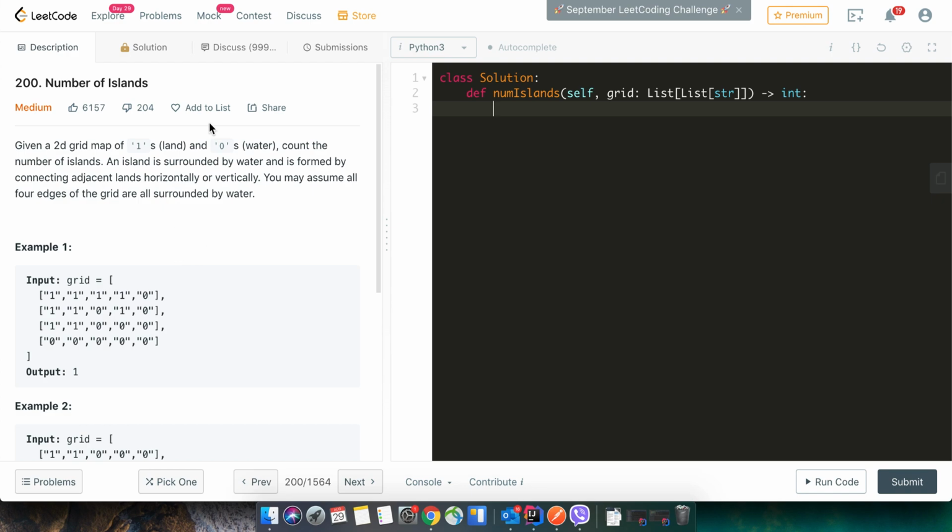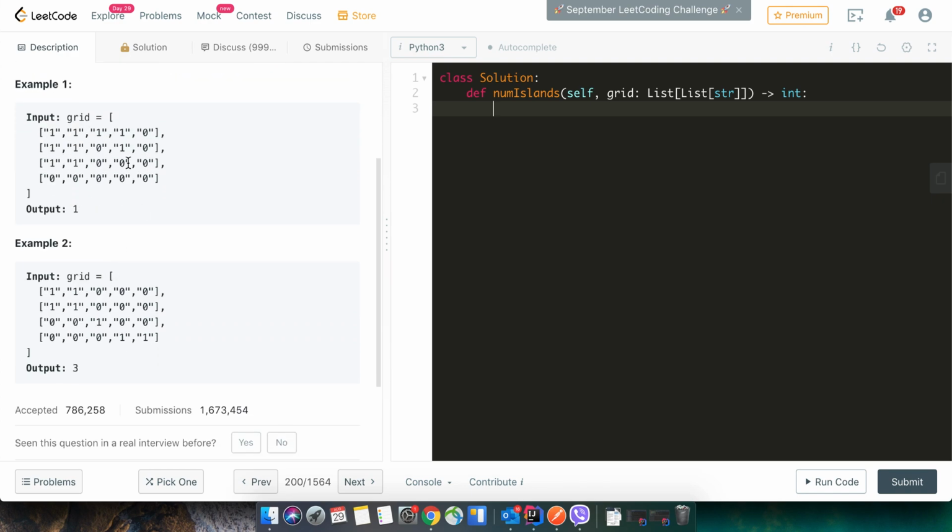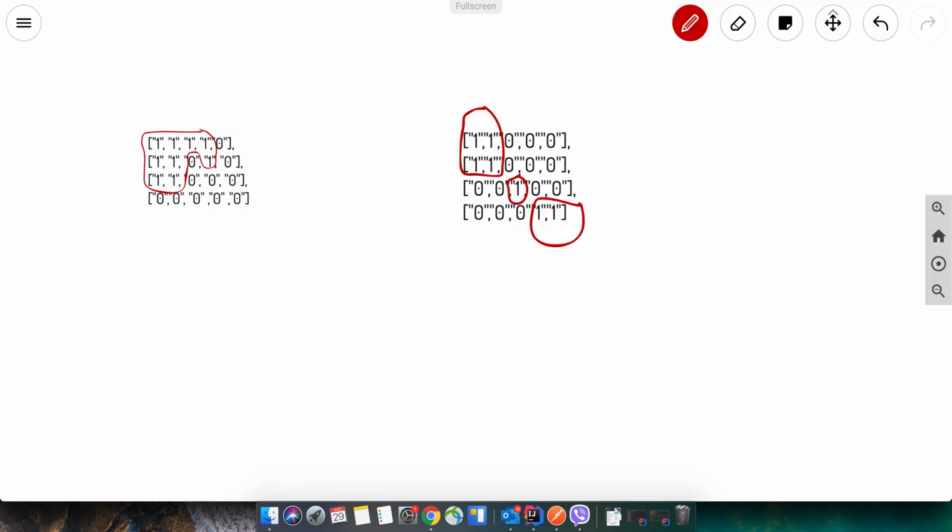So I have taken these two examples and put them on a whiteboard so we can understand it better. In the first example, as you can see, these ones are connected horizontally or vertically, and that's why they form a piece of land, basically a cluster, and that's why there is only one island, and the solution for this is one.